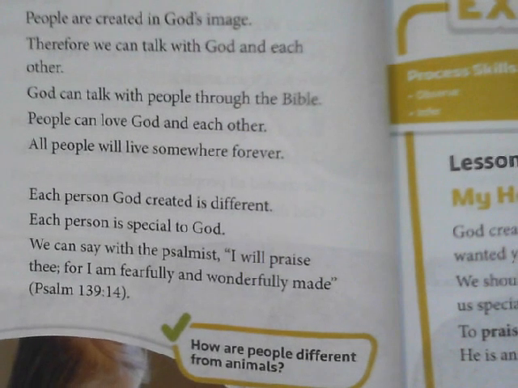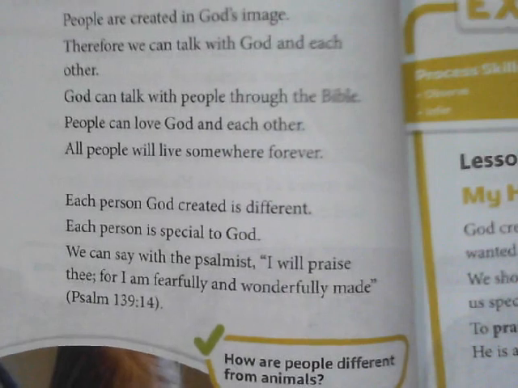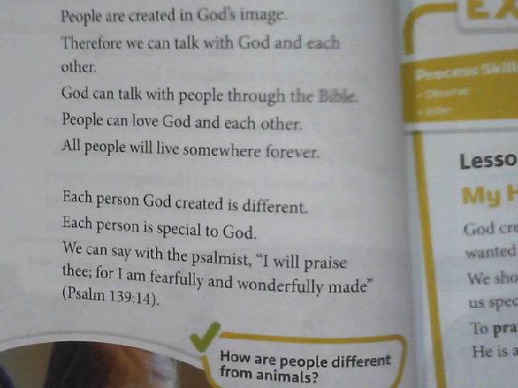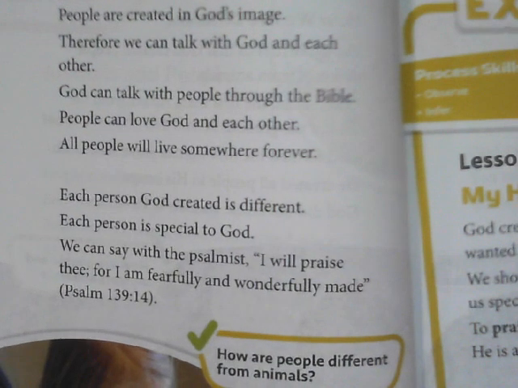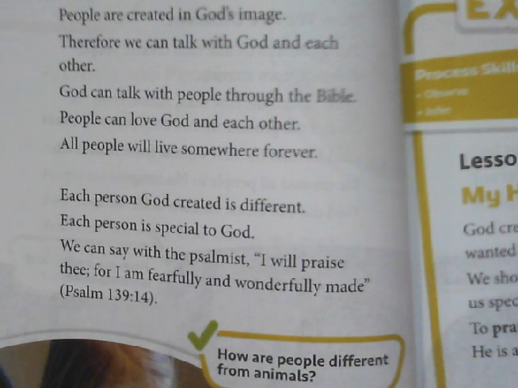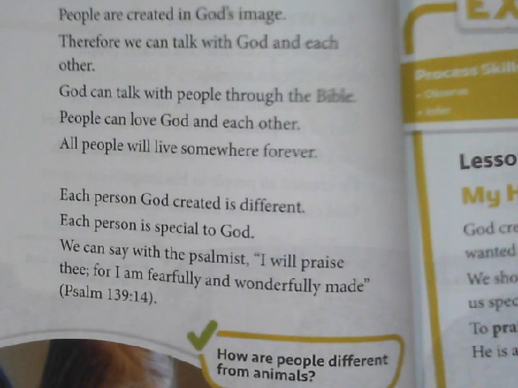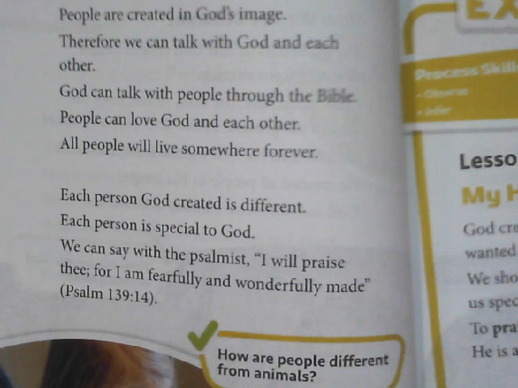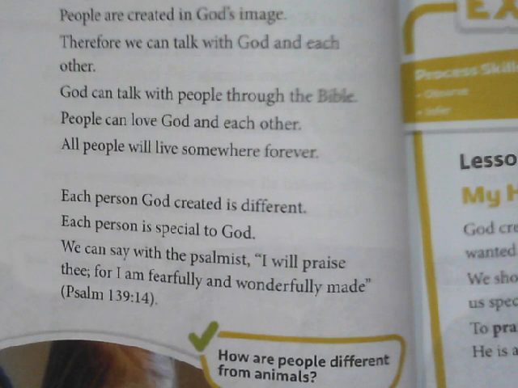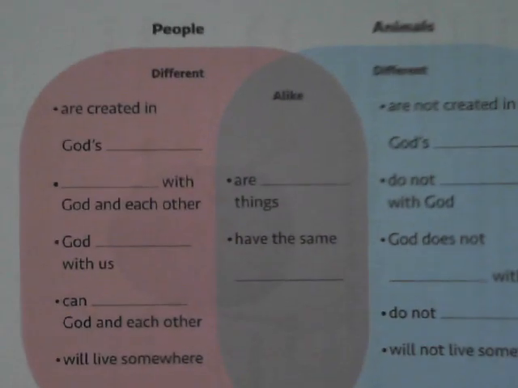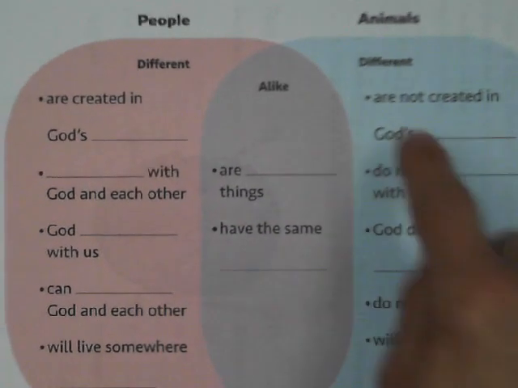Psalm 139:14. So we've learned today about how we are different and how we are similar. People were created in God's image. Very good. People talk with God and each other. God talks with people. People can love God and each other, and people will live somewhere forever. Animals do not do any of these things. You can find that in his word. We will begin on our worksheet page, animals and people.